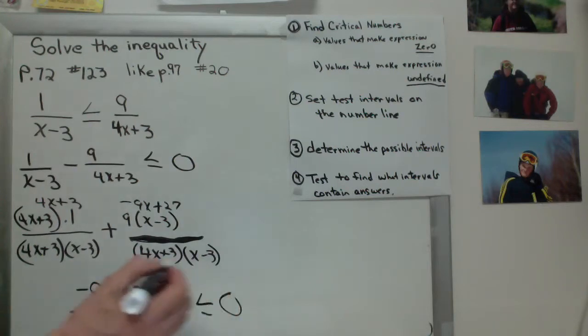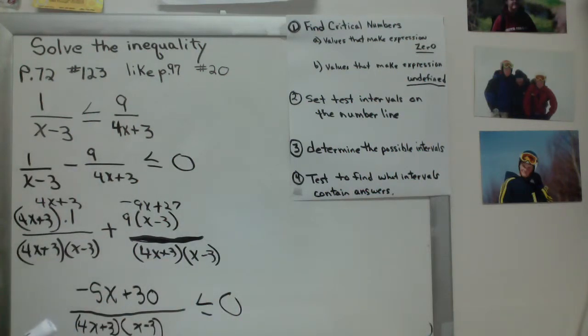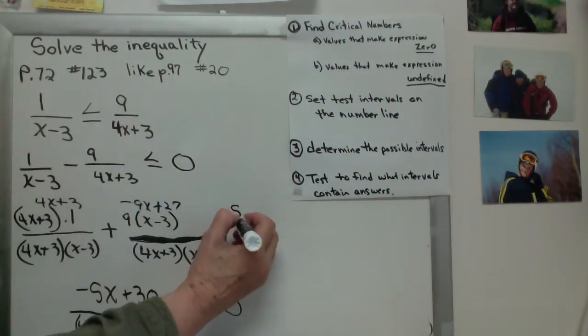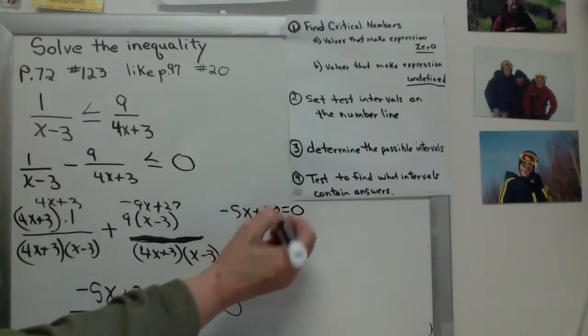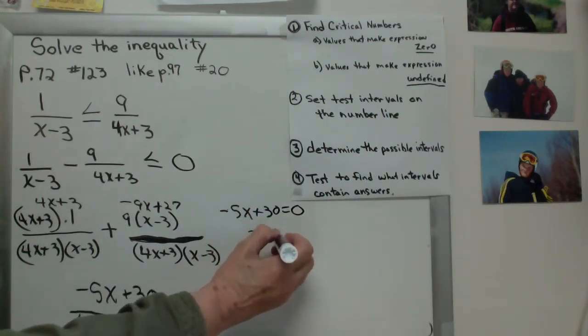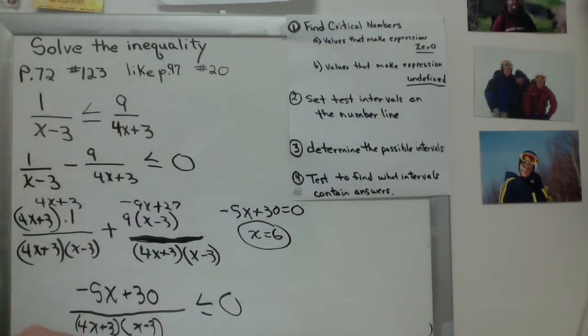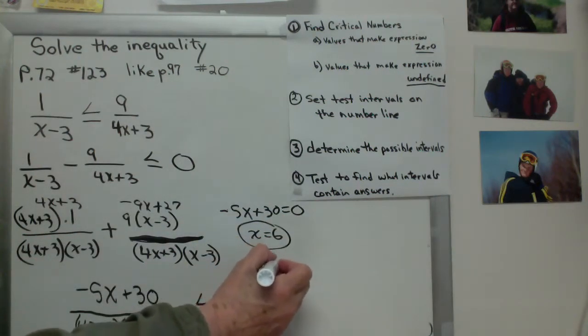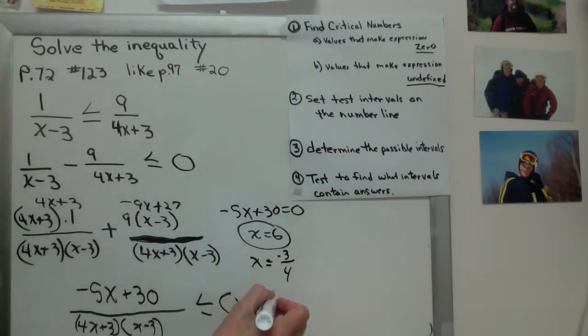So now I have an inequality to look at and find the critical numbers, the values that make the expression 0. Well, 0 on the top makes the expression 0, so how do I find that? Well, that's easy. I take the top, minus 5x plus 30, set it equal to 0, and solve that. And you should get x equals 6. I'm not going to show that arithmetic. And then you take each one of these and set them equal to 0. In doing that, you're going to get x equals negative 3/4 and x equals 3. So those are what's called the critical numbers.